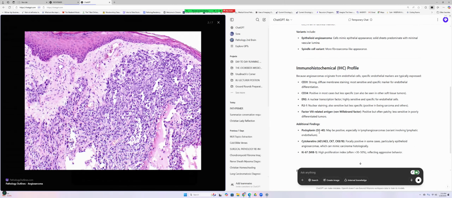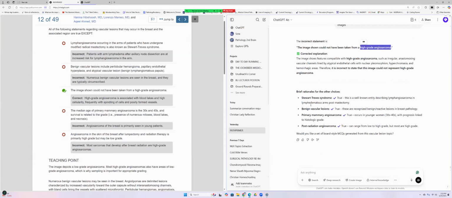Podoplanin. What's another name for D2-40? Podoplanin, D2-40. It's going to be seen more in lymphangiosarcoma. You know that it's for lymphatic channels. It's a marker for lymphatic channel vasculature. Now, what about that syndrome again? Stewart-Treves syndrome is lymphangiosarcoma, right? Stewart-Treves syndrome, yes. Lymphangiosarcoma, yes.